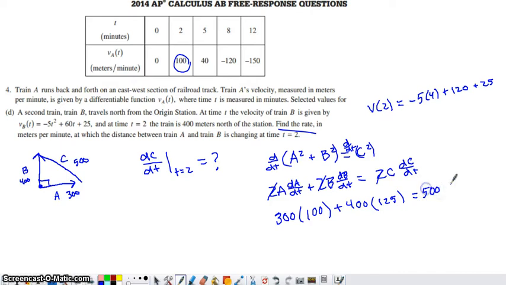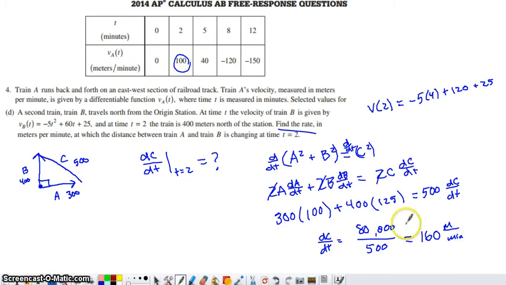Now it's just a matter of doing some arithmetic and dividing by 500 to solve for dc dt. So if you do the arithmetic and divide by 500, what you should end up with for dc dt is 80,000 divided by 500. And as long as my arithmetic was right, what you end up with there is 160, and that will be measured in meters per minute.